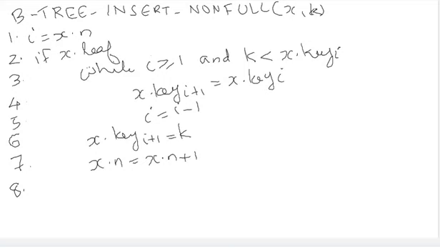Clear? Now if x is not a leaf node, that is the else portion. x is a leaf, we did this procedure. Then else means the ninth step.